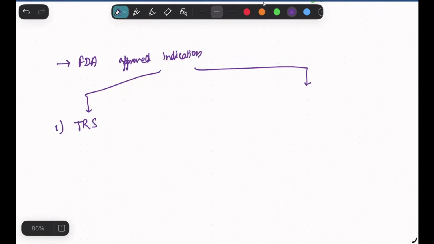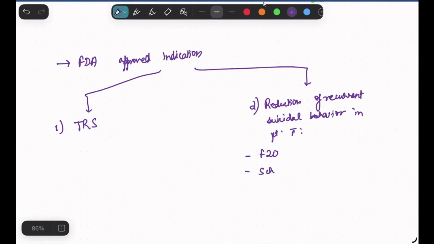It is defined as failure to respond adequately to at least two other antipsychotic trials, of which at least one should be a second generation antipsychotic, and which should be given for an adequate duration and an adequate dose. And the second important indication is reduction of recurrent suicidal behavior in patients with schizophrenia and schizoaffective disorder. So this is very important.